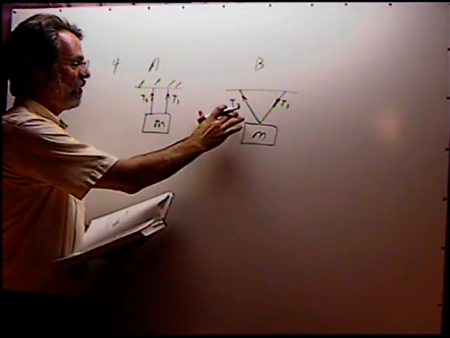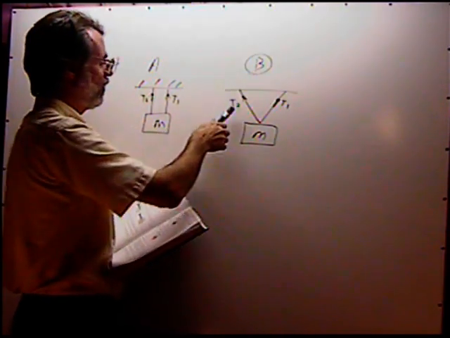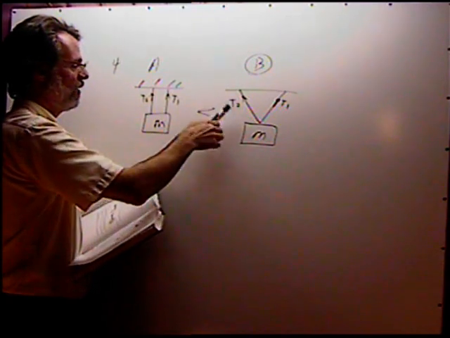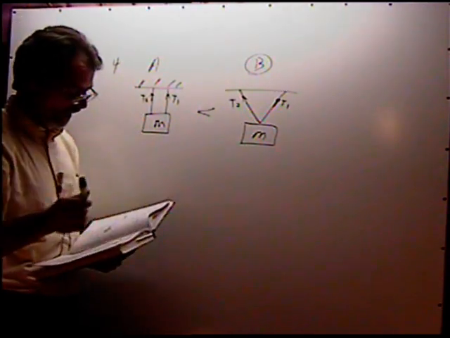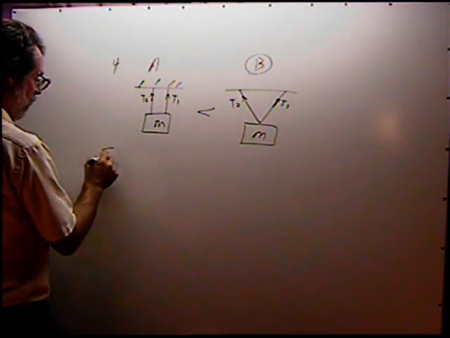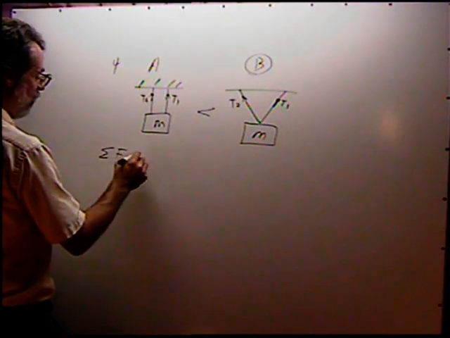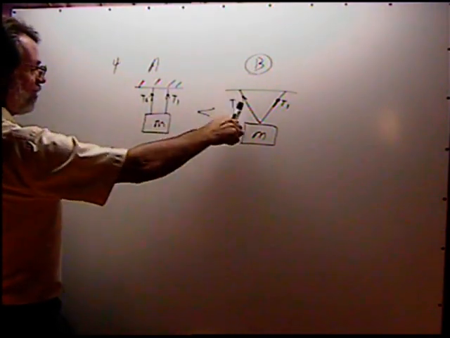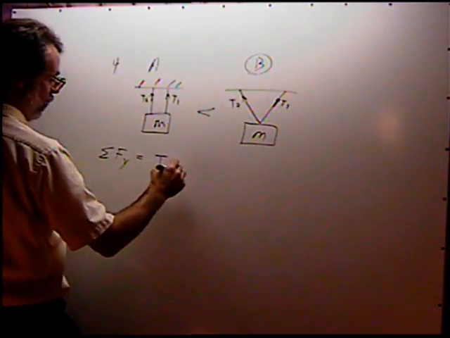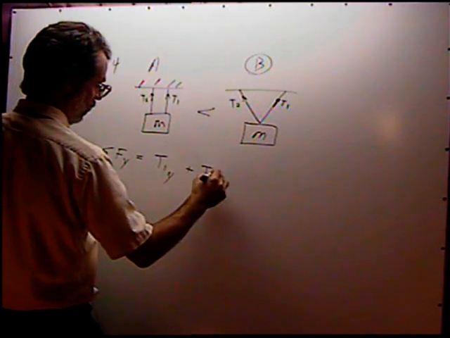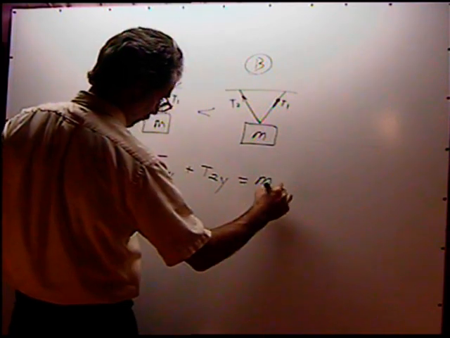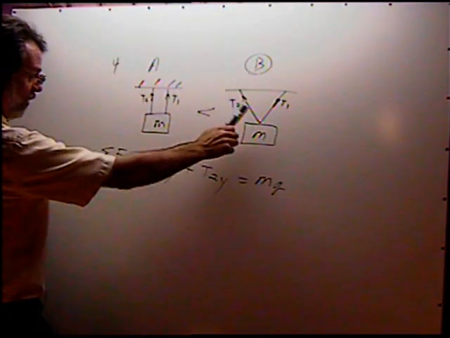Well, in the B situation, tension 1 and tension 2 will be greater than the tensions in the A case. Now, why is that? Because if you look at the sum of the forces in the y direction, both vertical components of the tensions, T1 vertical and T2 vertical, have to equal the weight. Right? So that's true for both of these situations.